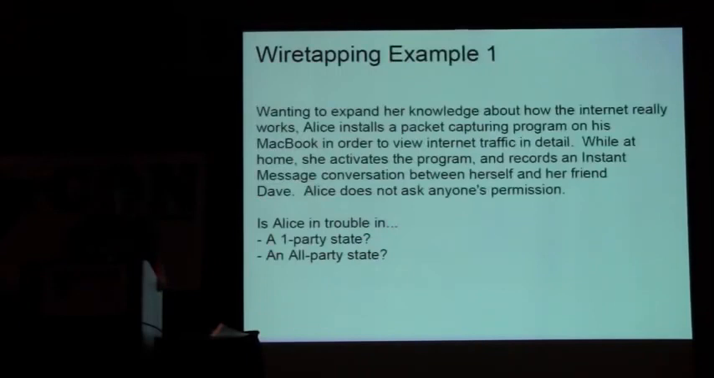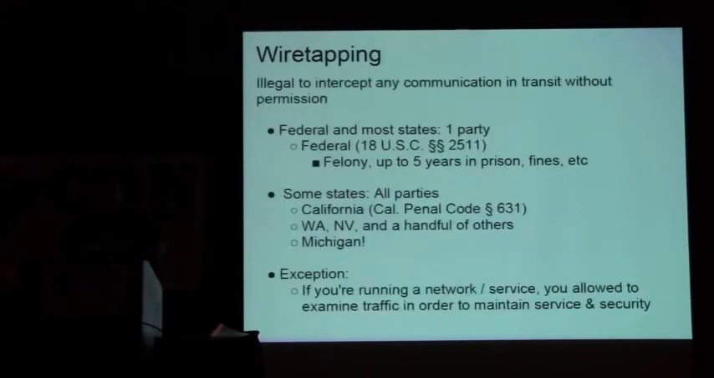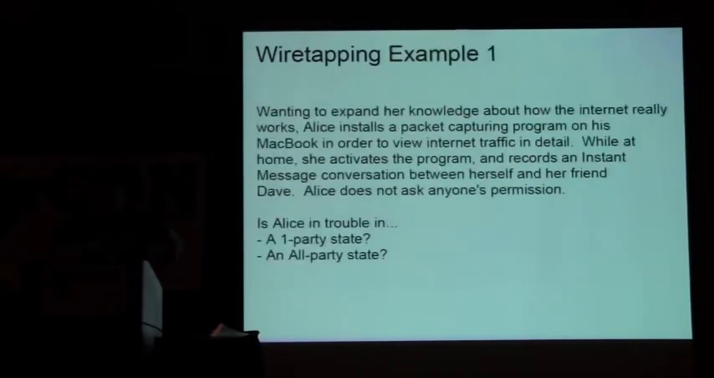Let's go through some examples, because again, this is all very vague. All right, since Alice is now out of a job, she got fired from the last one, she decides to learn more about the internet and installs Wireshark on her computer. At home, she activates the program and records an instant message conversation between herself and her friend Dave. She does not ask Dave's permission. This goes back to your question about the telephone. Is Alice in trouble? It depends.